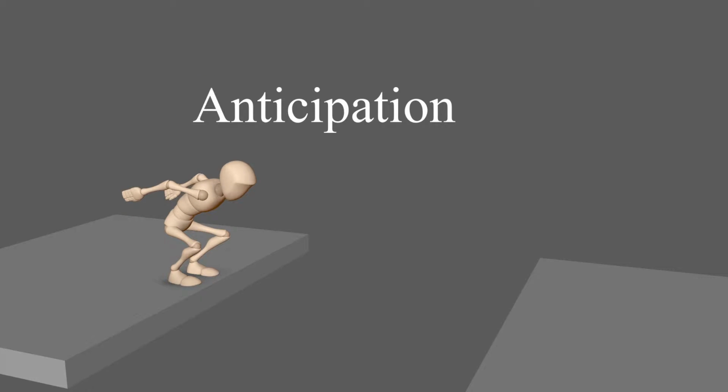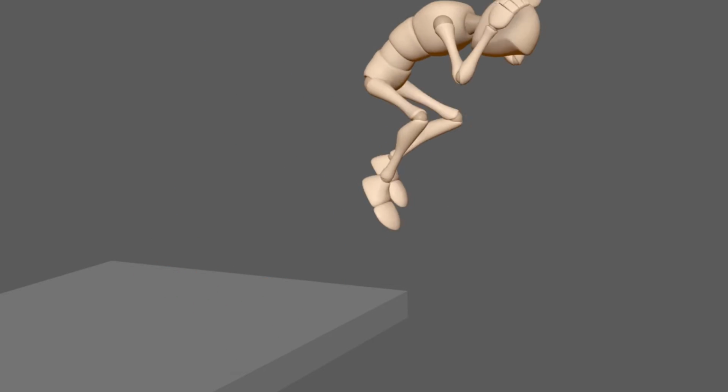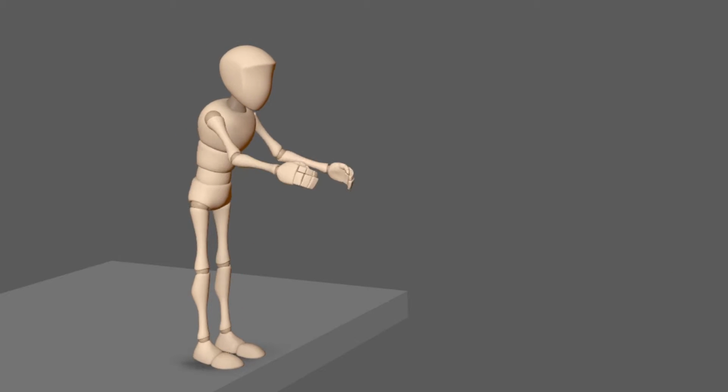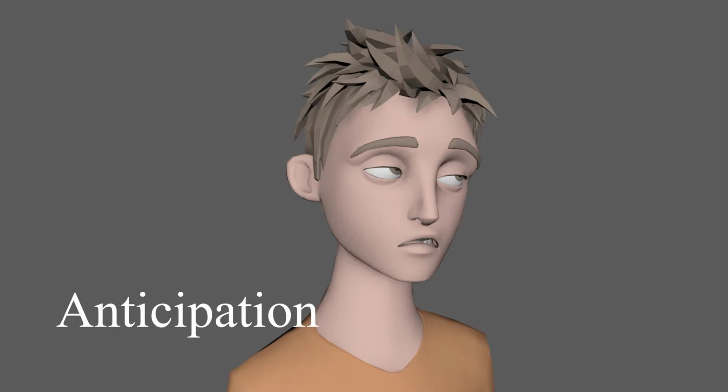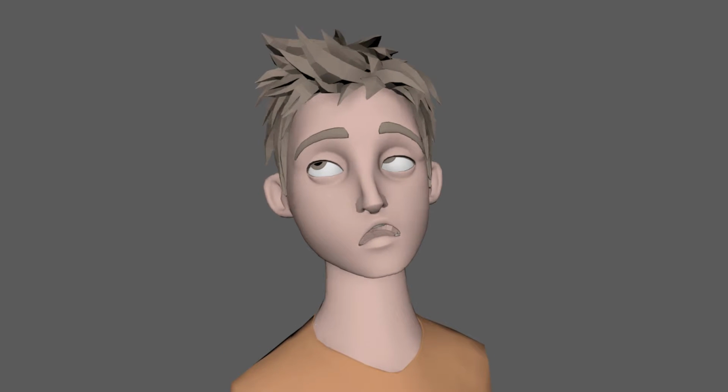Anticipation. This is a movement that precedes a major action, preparing the audience for what is about to happen. When a character jumps, it needs to move down before it can move up, or when the eyes of a face look somewhere before the whole head turns there.